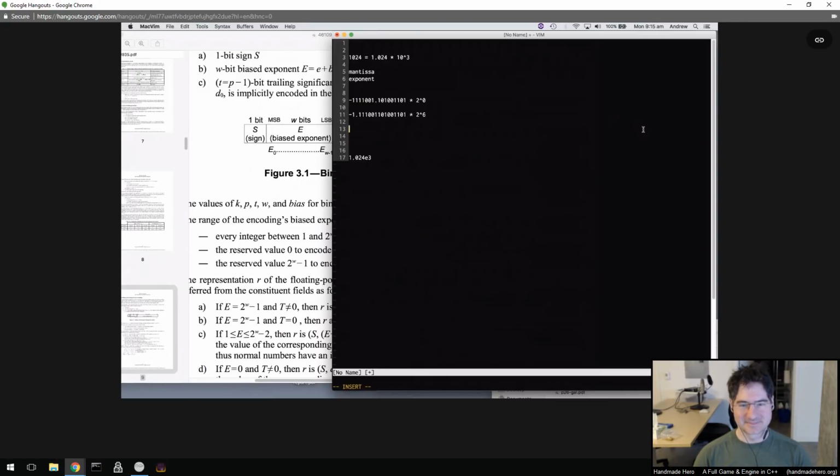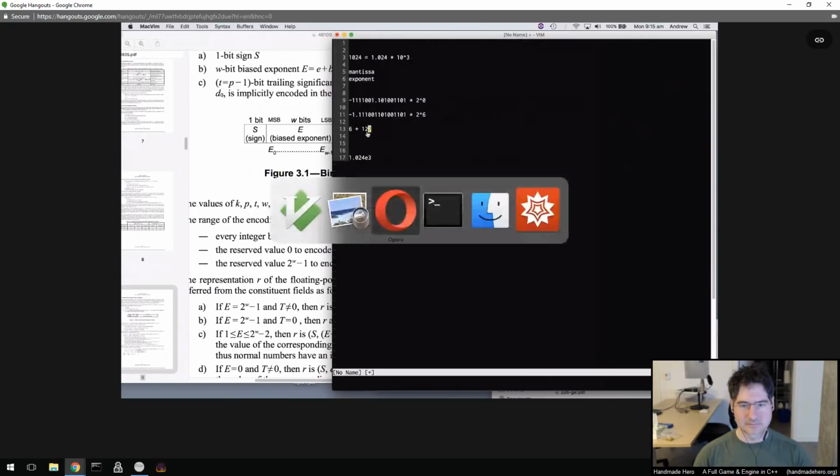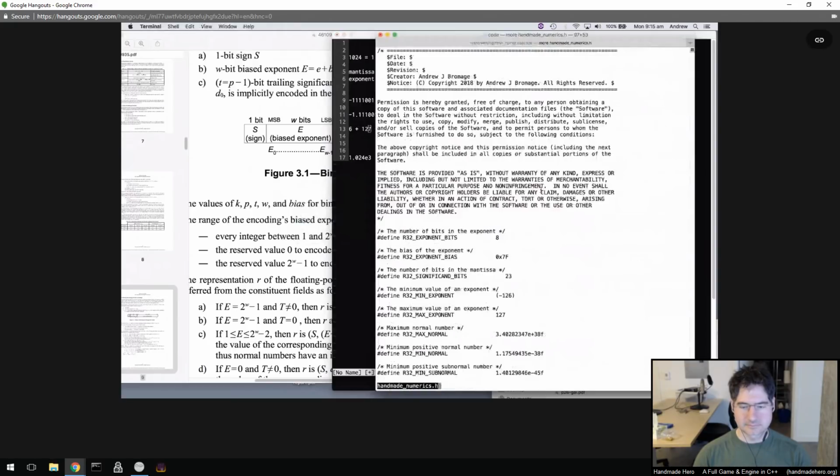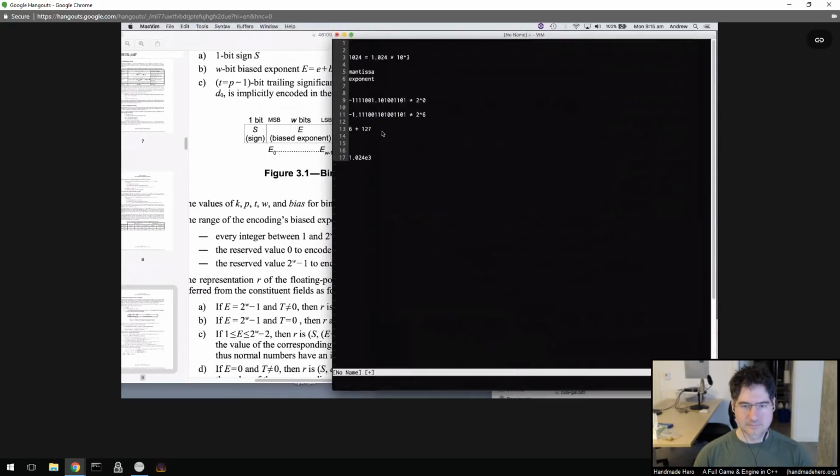The way we represent this is we take this number 6, and then we add to it 127. So this field in binary 32 is 8 bits in size. Hang on, is that 127? Let me just check that because I have it here. Yes, bias 7F. Yes, that's 127. So we add 127, and then we store that number in the field. That's 133.